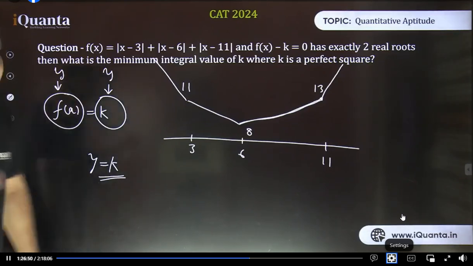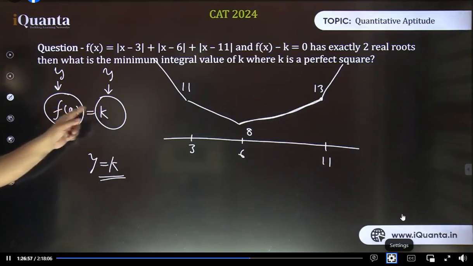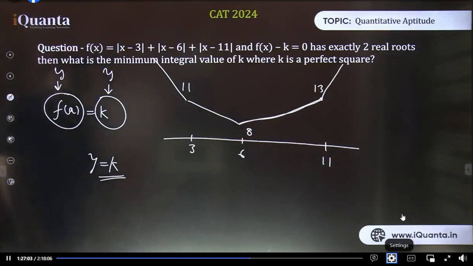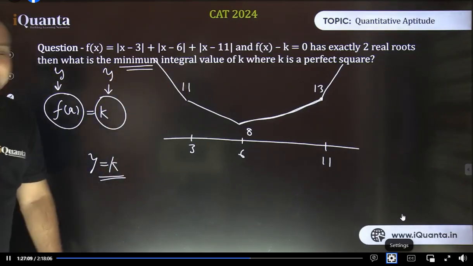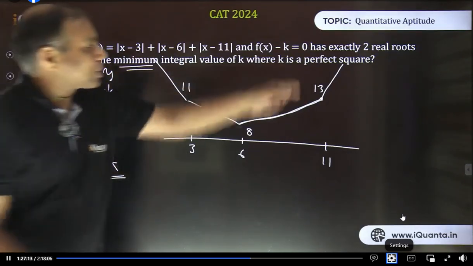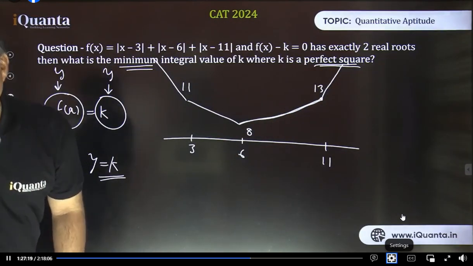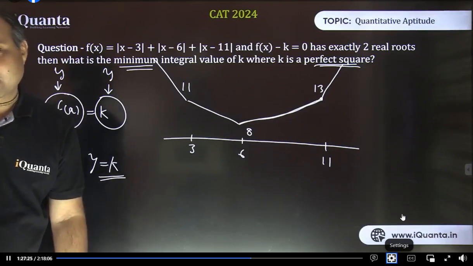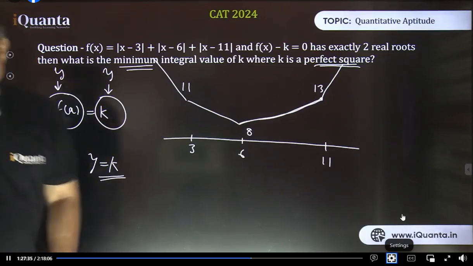Good. And what is our requirement? I need to select such value of k so that by equating the 2, there should be exactly two roots. That means there should be exactly two intersection points. Can you think of the minimum value of k so that it intersects at exactly 2 points? And that value should be a perfect square as well. Yes, 8 के ऊपर 9 exactly. Good, Darshit. So 9 is the right answer here. Good. Is it clear to everyone?